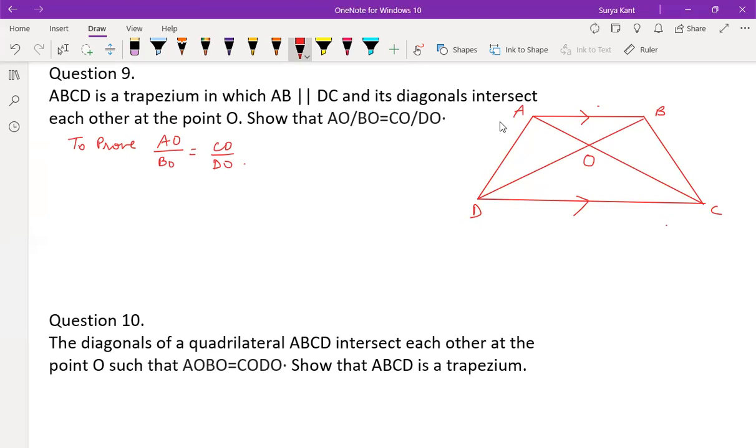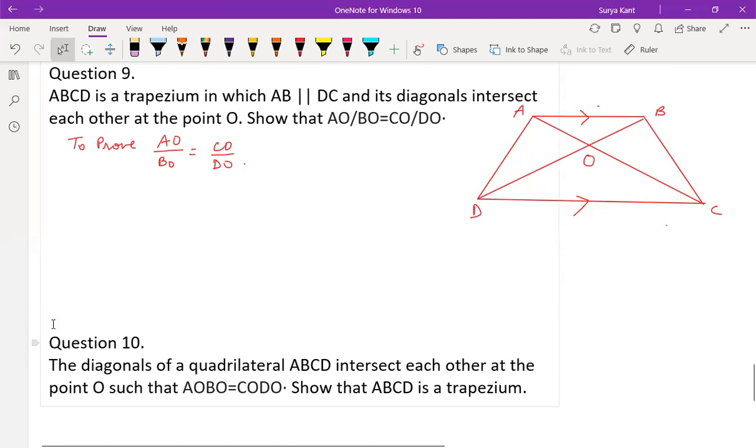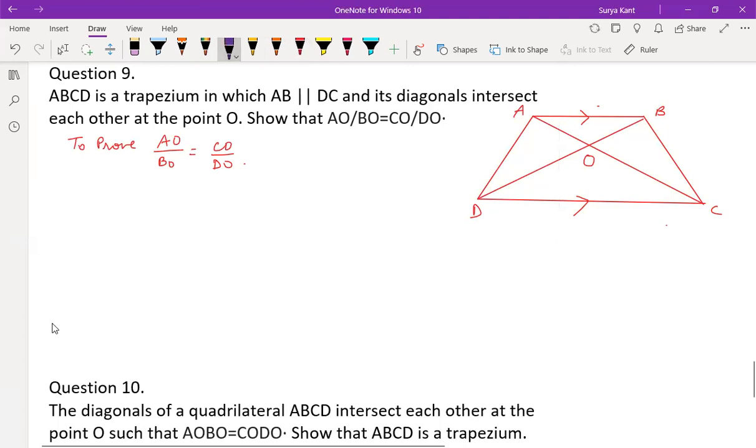So how do we prove this, children? Do you have any idea about this question? How to prove AO by BO is equal to CO by DO? You have to draw a parallel line, right? Yes. Correct. So let the line meet AD and BC at E and F. This EF is parallel to both AB and CD. So here you have to write the construction.